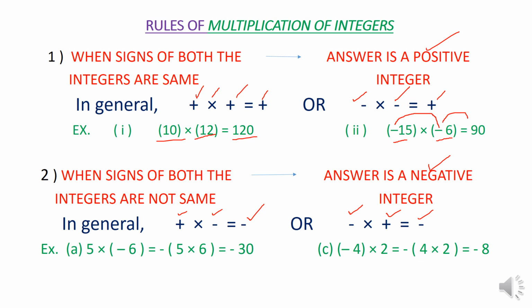For example, the first one, 5 multiplied by minus 6, the answer will be minus 30, because plus multiplied by minus gives the answer in minus. Similarly, here you can see minus 4 and here plus 2. So, minus multiplied by plus, you will get the answer in minus. So, it is minus 8, that means minus 4 multiplied by plus 2, the answer will be minus 8.